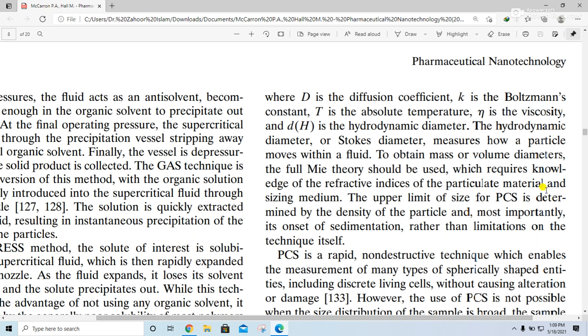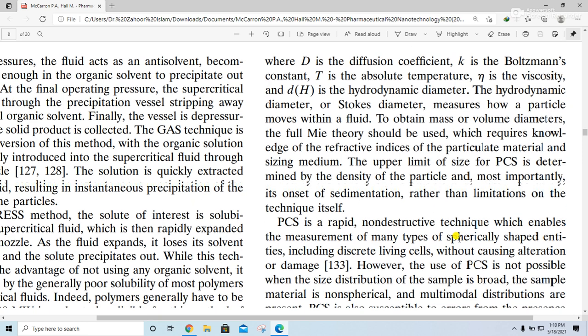To obtain the mass or volume diameter, the full Mie theory should be used, which requires knowledge of the refractive index of the particulate material and sizing medium. The upper limit of the size for PCS is determined by the density of the particle and most importantly its onset of sedimentation, rather than a limitation of the technique itself. PCS is a rapid, non-destructive technique which enables the measurement of many types of spherically shaped entities, including discrete living cells, without causing alterations or damage.